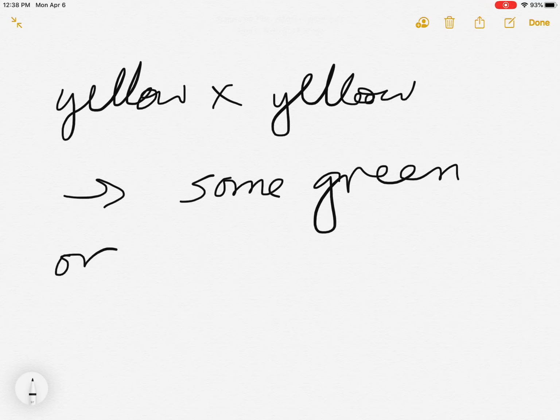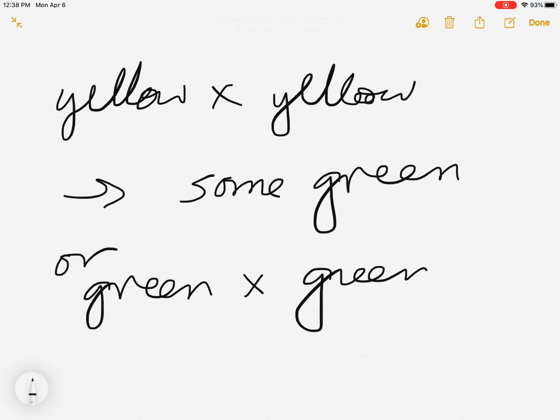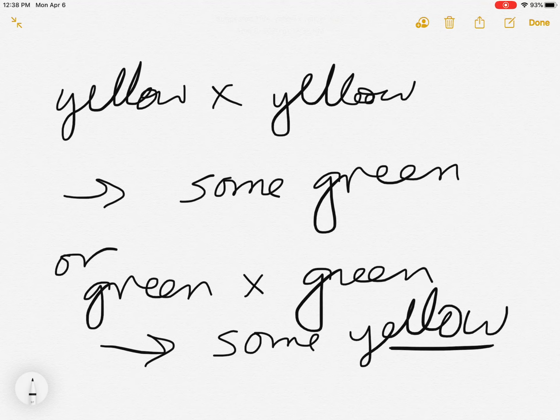Or a green crossed with a green might have had a chance to produce some yellow. And he thought, well, that's strange. Why does that happen? How is it possible that you can get a yellow from two greens, especially if he's already determined that the greens were true breeding and the yellows were true breeding? So this created all kinds of problems.